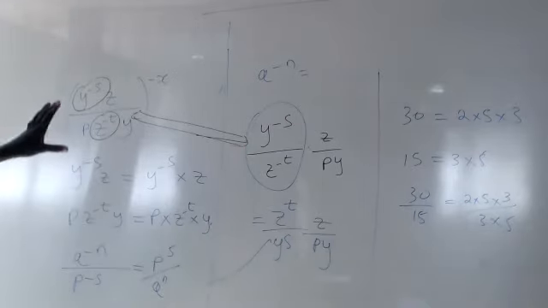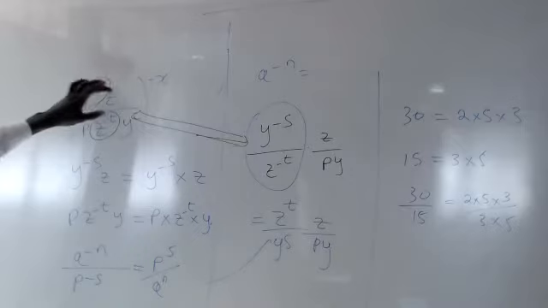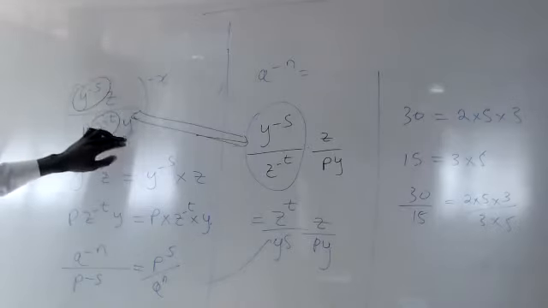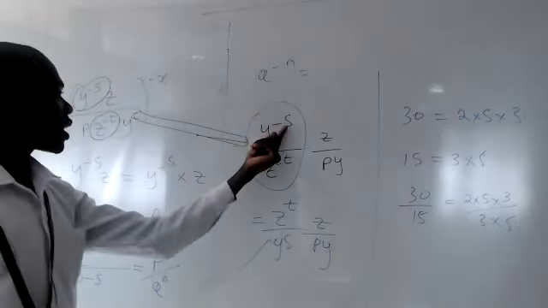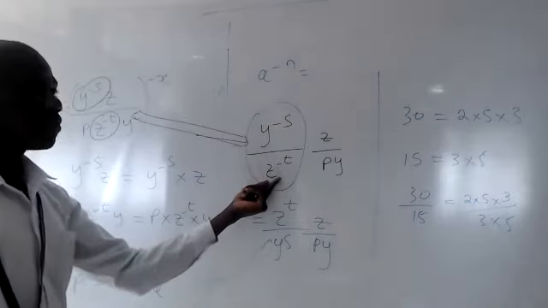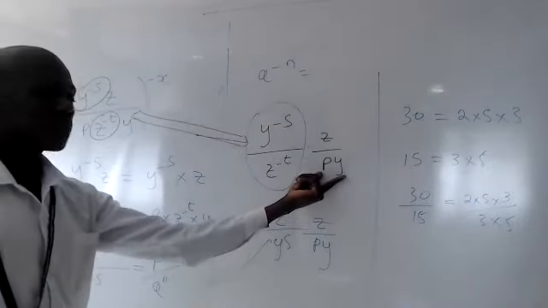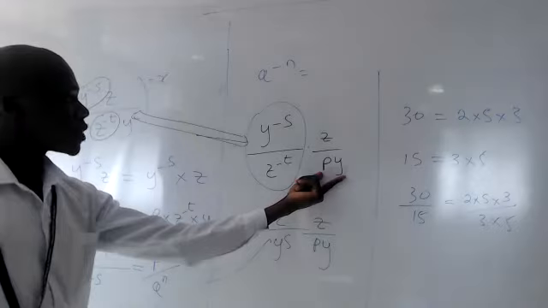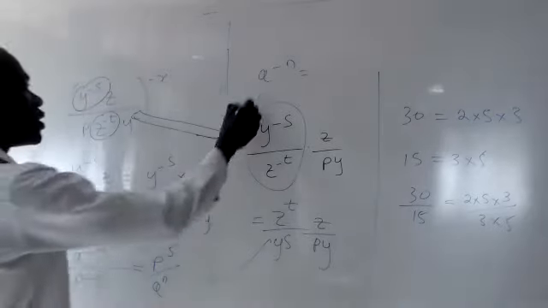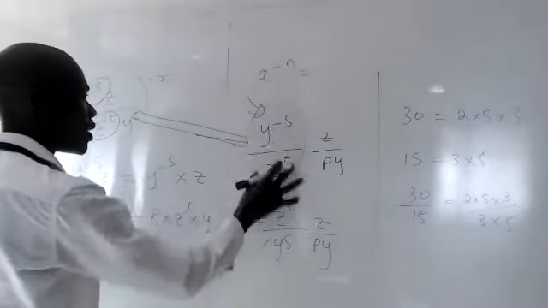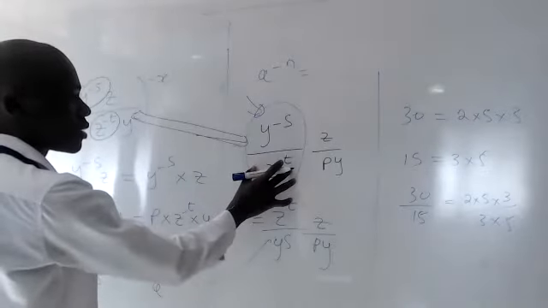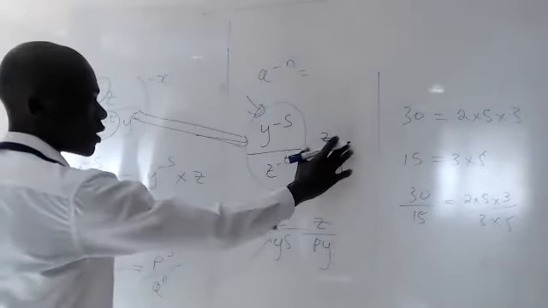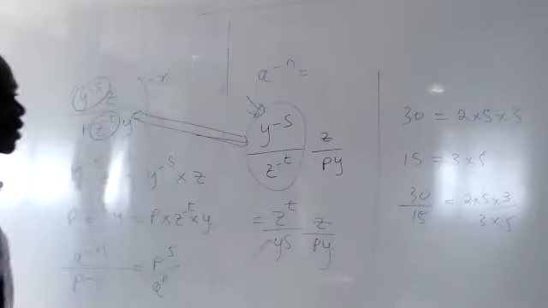So the first step, write this y to the minus s z divided by p z to the minus t y as y to the minus s divided by z to the minus t multiplied by z divided by p y. Then this is the fraction of interest. It is the one that contains negative exponents. This guy is fine. All the terms have positive exponents.